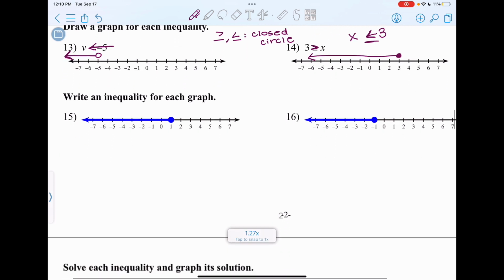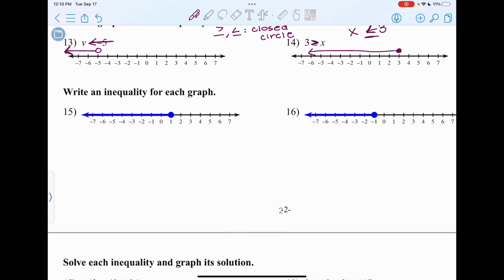In 15 and 16, we have to write the inequality ourselves. So always start with x. I have a closed circle at 1, so that tells me I'm going to have a line underneath my sign. And I'm going toward the left, and so I'm going to make my inequality match my arrow.